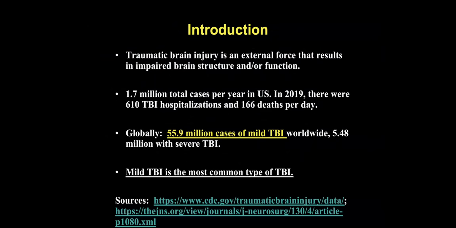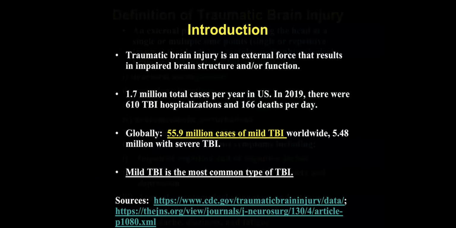Globally, it's estimated that there are at least close to 56 million cases of mild TBI worldwide and 5.48 million cases with severe TBI. All of this to say, very simply, that mild TBI by far is the most common type of traumatic brain injury. It's also the least tracked type of traumatic brain injury clinically. We don't have a large number of TBI clinics around the country that really try to track TBI on the mild basis. Most of the cases that we see clinically in the hospital are severe or moderate TBI, and this can lead us to severely underappreciate the burden, prevalence, and consequences of mild TBI.